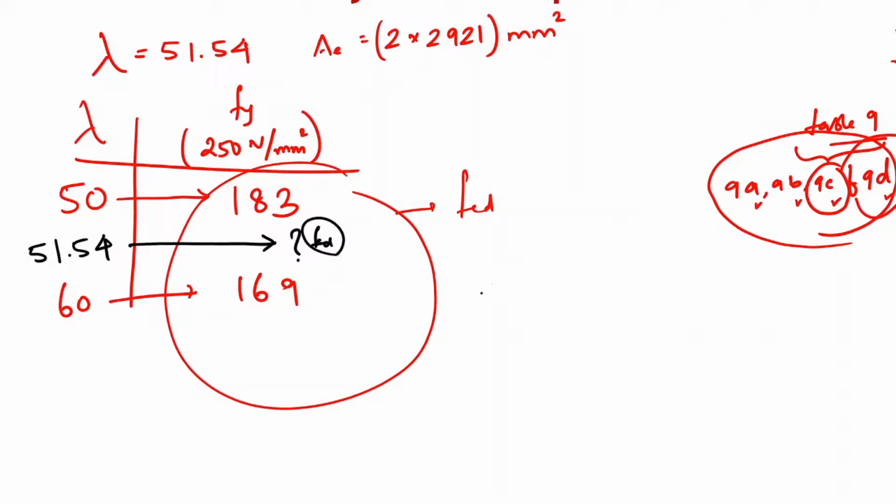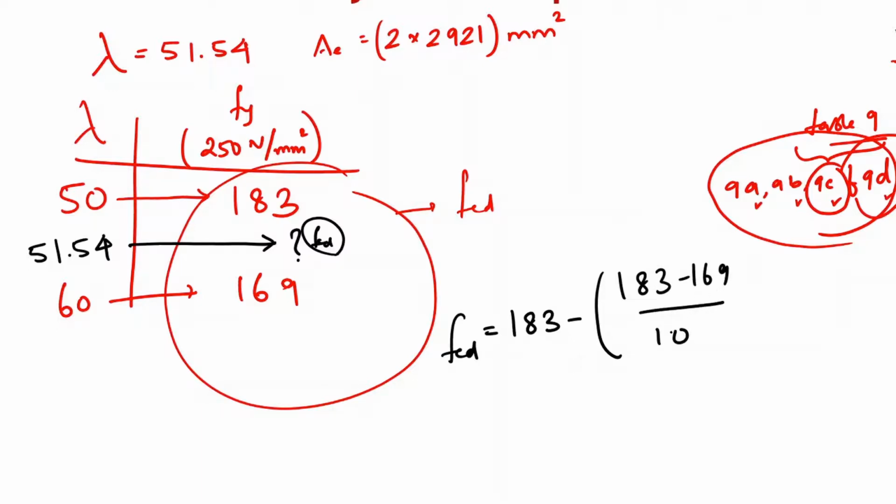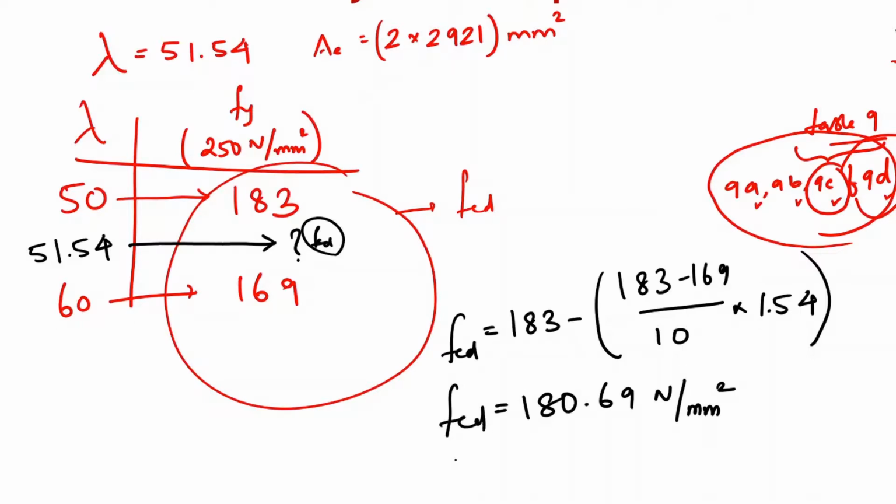To do that, we need to do linear interpolation. So let me do the linear interpolation. FCD is 183 minus (183 minus 169) upon 10 multiplied with the difference between 50 and 51.54, that is 1.54. So the value I am getting is 180.69 Newton per mm square. This is my value of FCD.